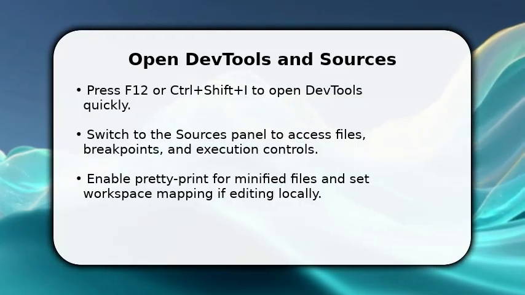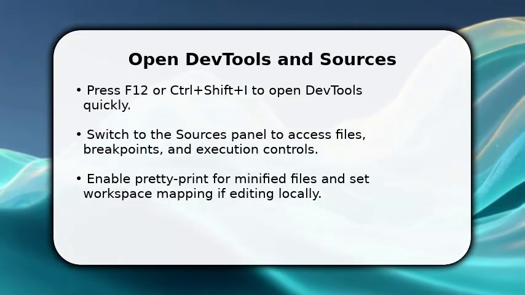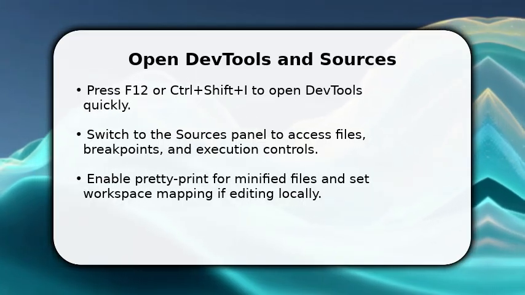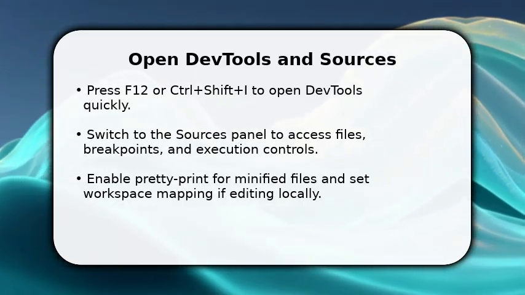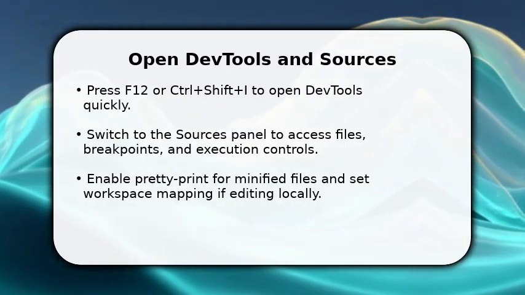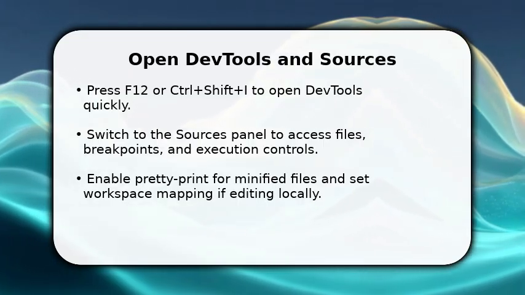You start by opening Chrome DevTools with F12 or Control plus Shift plus I. That gets you straight to the debugging workspace. Once in, click Sources because that panel hosts your files, call stack, and breakpoints. Make sure to pretty print minified scripts, and if you edit locally, configure workspace mapping so changes persist.